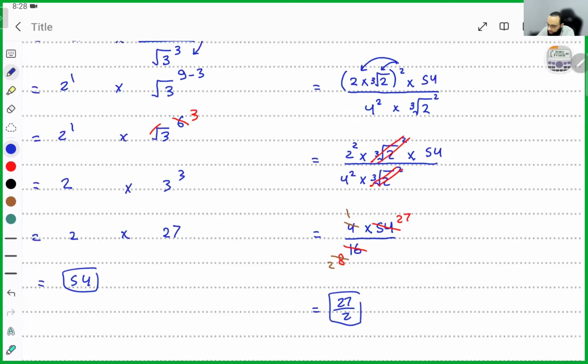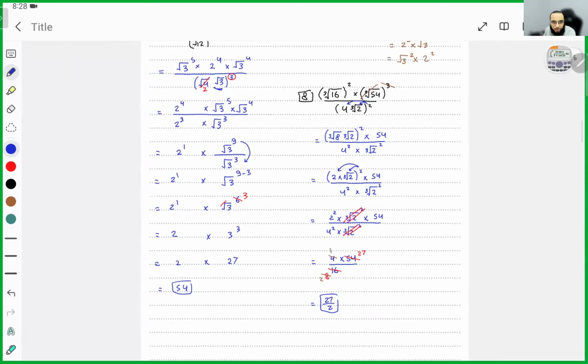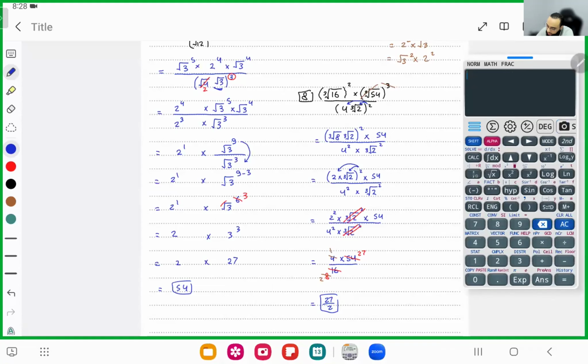That's it. Let's check the calculator. If you do it with a calculator, I'll get the same answer. Fraction, open bracket, shift square root 16, go outside, close the bracket, power of 2 times, open bracket, shift square root 54, go outside, close the bracket, power of 3, go down, open bracket, 4, shift square root 2, outside, close the bracket, power of 2. It's 27 over 2. That's it. Any problem? No.